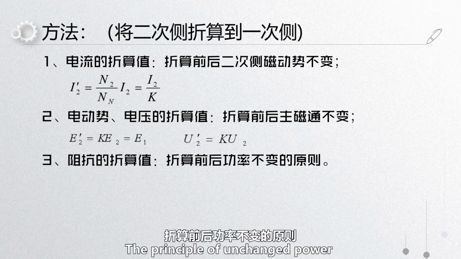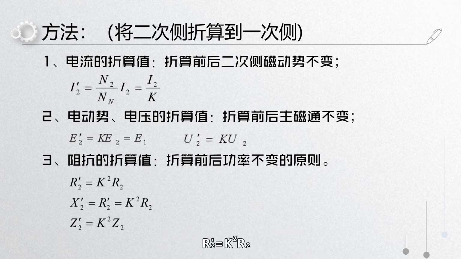The principle of unchanged power before and after transformation. R2 prime equals the square of K times R2. X2 prime equals the square of K times X2. Z2 prime equals the square of K times Z2.